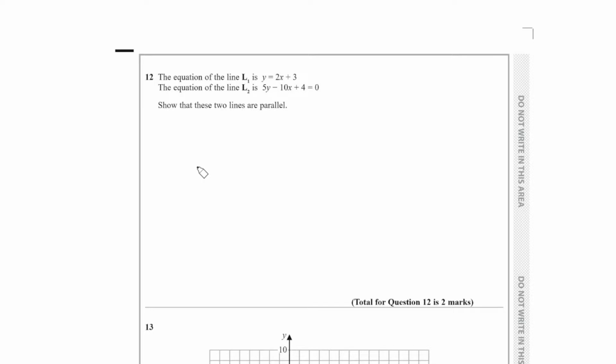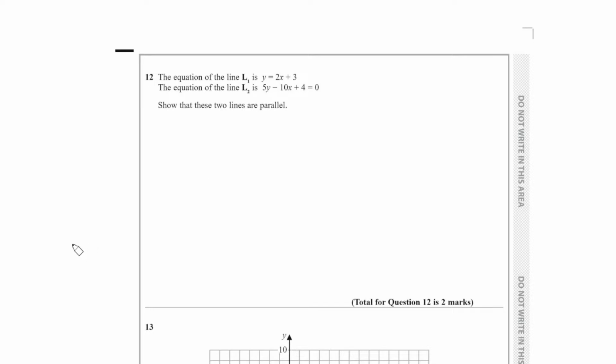Question 12. The equation of line 1 is y equals 2x plus 3. The equation of line 2 is 5y minus 10x plus 4 is equal to 0. Show that these two lines are parallel. Make sure you recognize that they have to be parallel, because a lot of the time in higher tier they go with perpendicular, don't they? So make sure you read it properly. It is parallel this time.